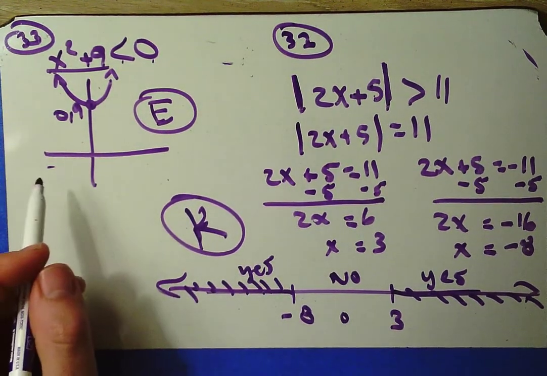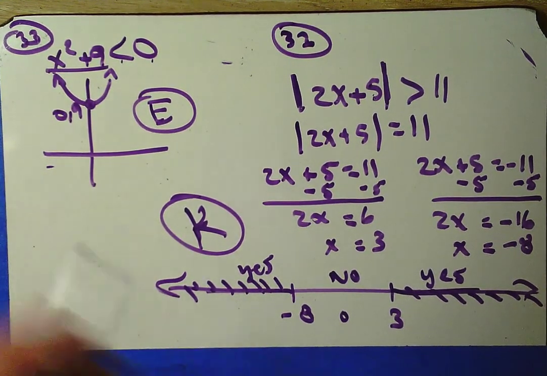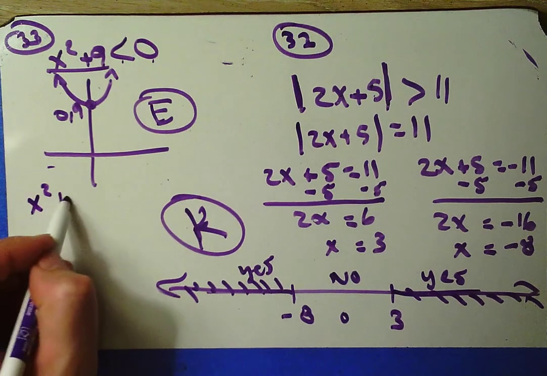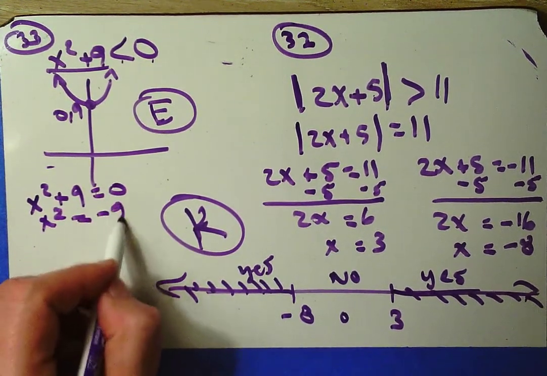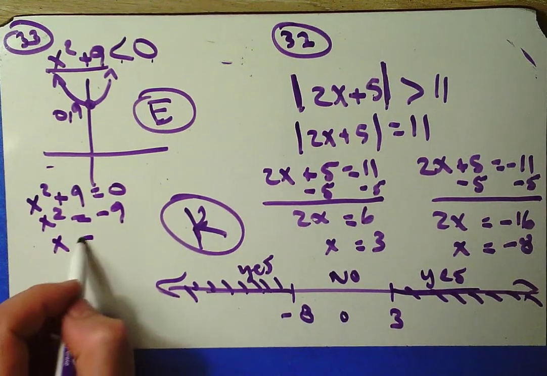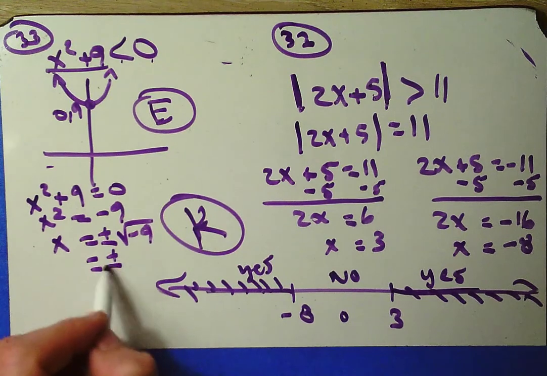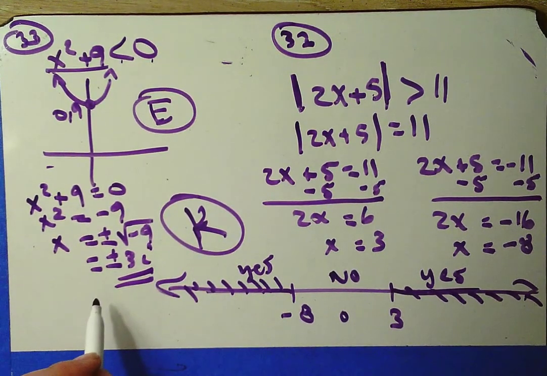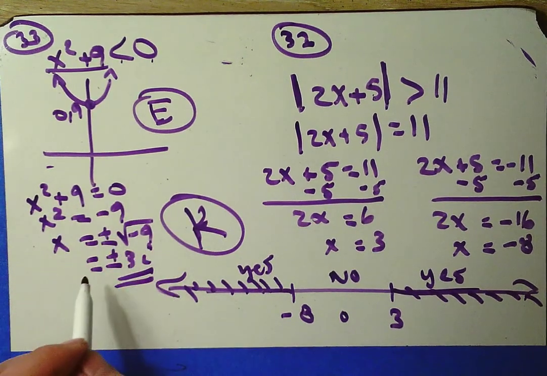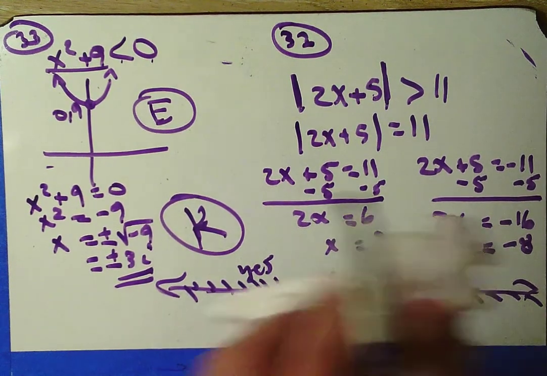I can't even do this algebraically. Because look, I'd say x squared plus 9 equals 0, x squared equals negative 9, x equals plus and minus square root of negative 9, or plus and minus 3i. There are no real solutions. This parabola never intersects that line. Yeah, so this is just going to be E for us. There are no values of x for which the inequality is true.